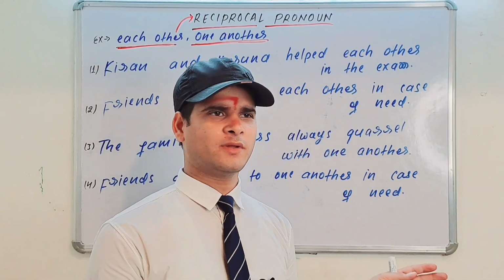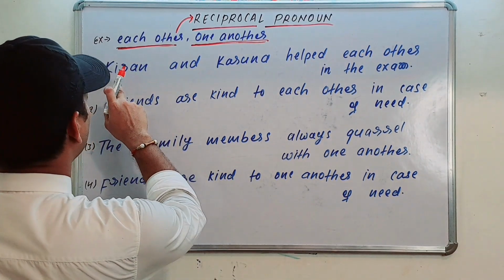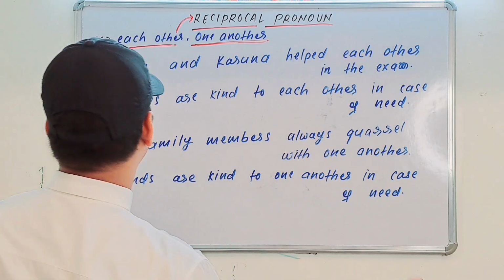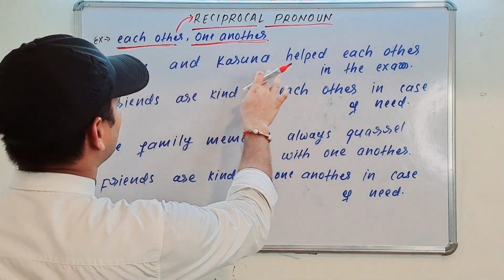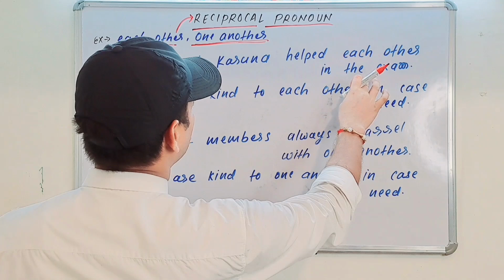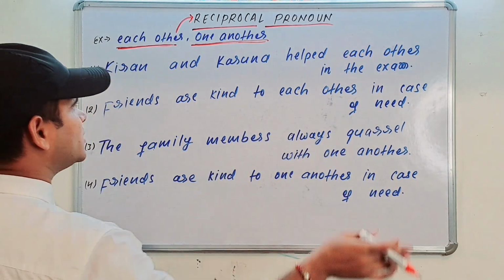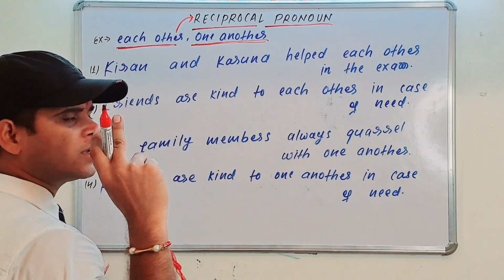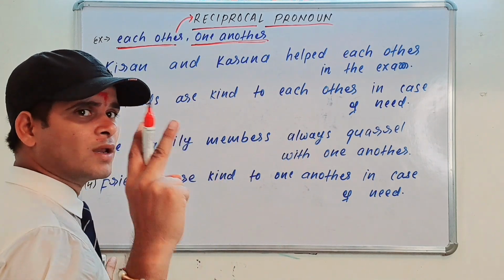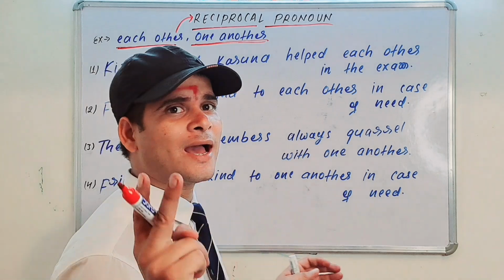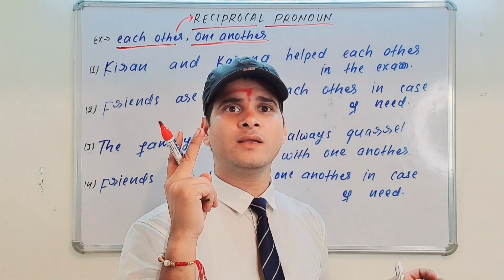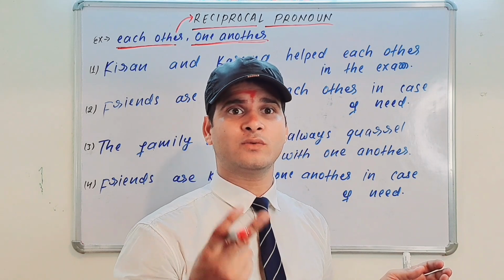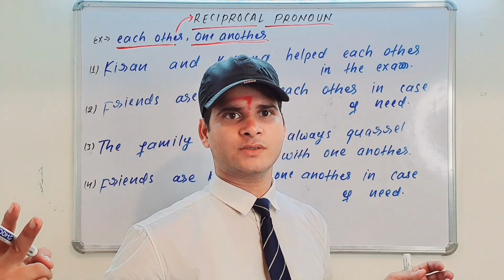And the next example here, first one. Kiran and Karuna help each other in the exam. Here see, each other is used, and I told you each other is only used for two in numbers. You have to use each other only when you have to explain and indicate only two in numbers.